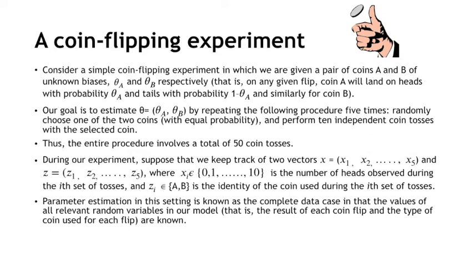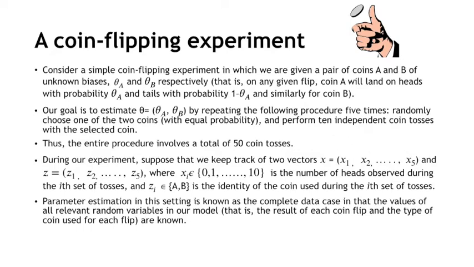So our goal is to estimate these unknown biases by repeating the procedure 5 times of randomly choosing one of the two coins, of course with equal probability, and then performing 10 independent coin tosses with the selected coin. So 10 times we are doing coin tosses, and we are repeating this 5 times. So of course we would have 50 coin tosses in total.